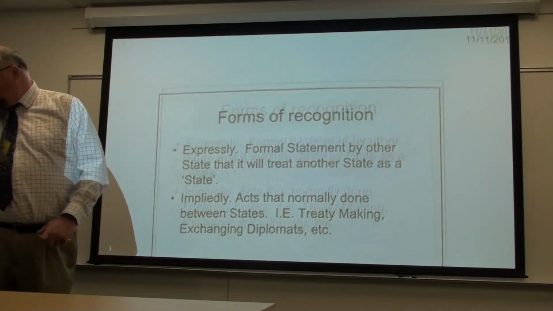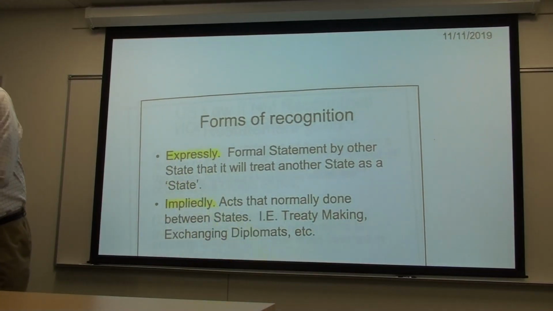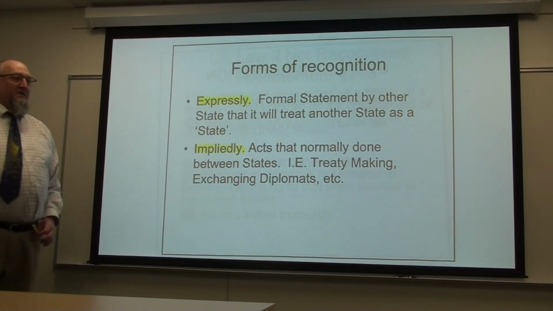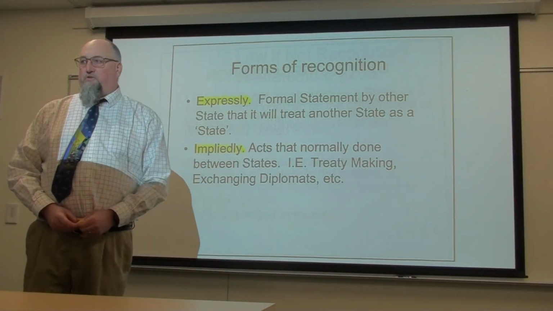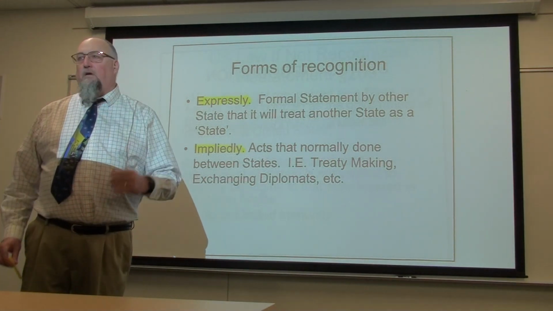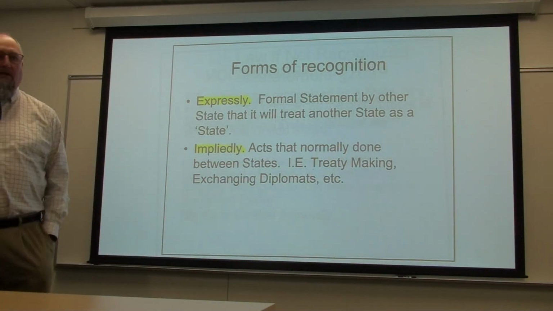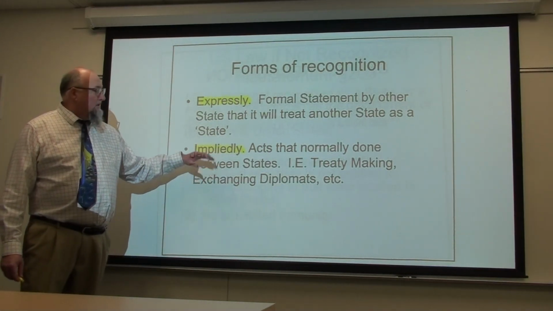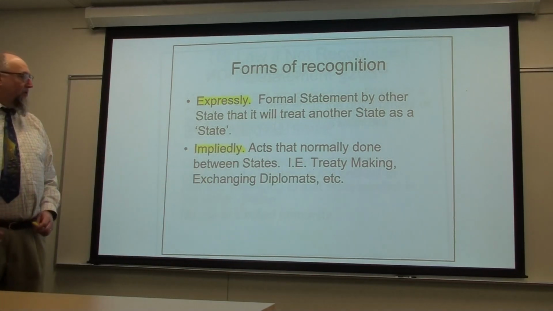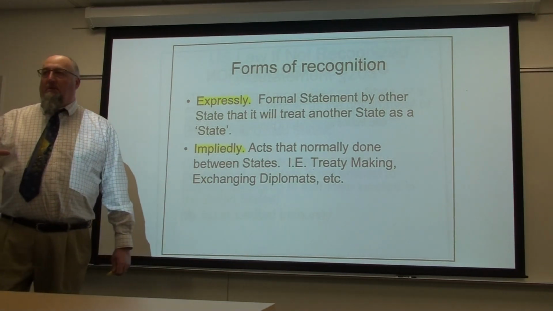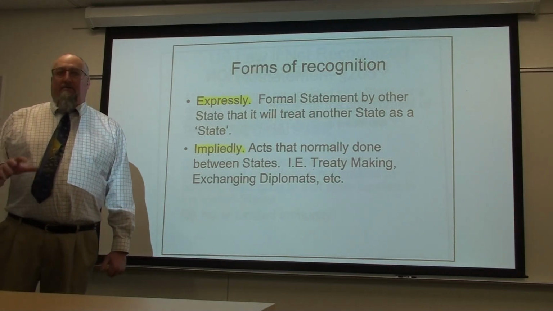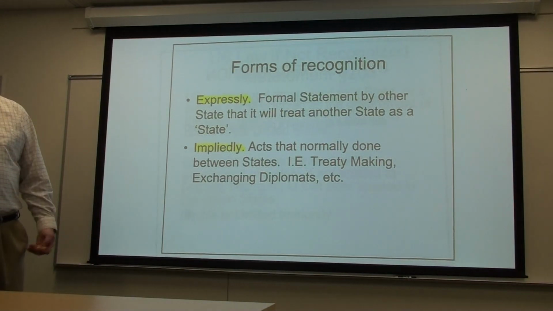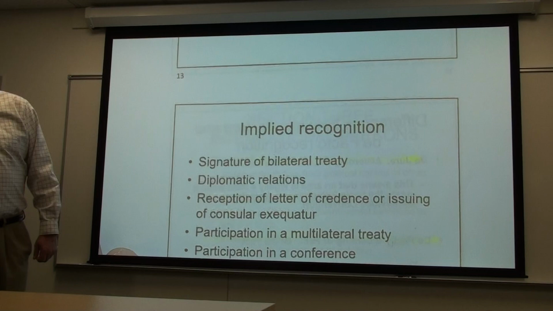So forms of recognition, next page over. This is what I talked about earlier. Express or implied. Express recognition is a formal statement by whatever authority within the country to recognize another state and treat it as such. Implied or tacit recognition: actions that normally are done between states may be proof that the state has been recognized. So this may be entering into treaties, down below here.